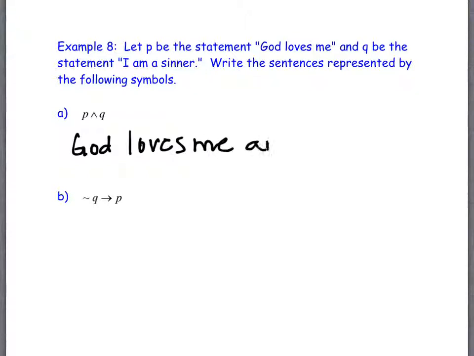God loves me, and then the and comes from that upside down sort of a V shape, right? And then the second part, I am a sinner. Correct and also true, right? Yeah. All right, second one here. I've got tilde Q, I've got an arrow, and then I've got a P. So what does this say?